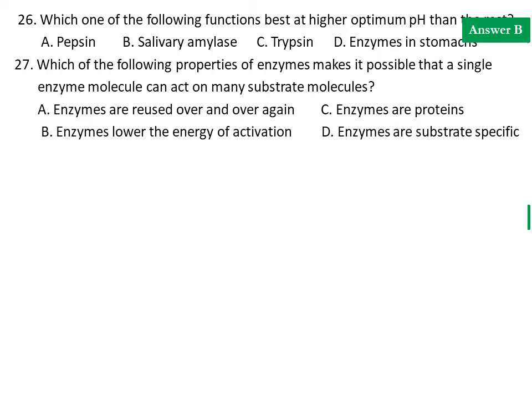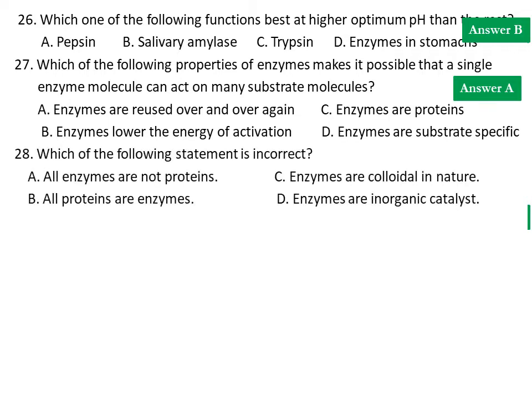Question number 27. Which of the following properties of enzymes makes it possible for a single enzyme molecule to act on many substrate molecules? A. Enzymes are used over and over again. B. Enzymes lower the energy of activation. C. Enzymes are proteins. D. Enzymes are substrate specific. So the answer should be A. Enzymes are used over and over again.